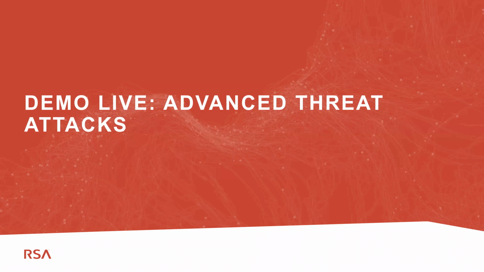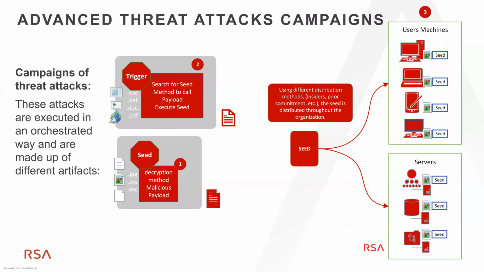And that's it. Let's start with the explanation of the advanced threat that we are going to see in this demo. As you know, there are different kinds of attacks that are part of the advanced threats. In this demo, we are going to focus on advanced threat attack campaigns. When we talk about campaigns, that means we have 2 or 3 or more artifacts that are part of the attack. In this demo, we are going to have 2 different artifacts.